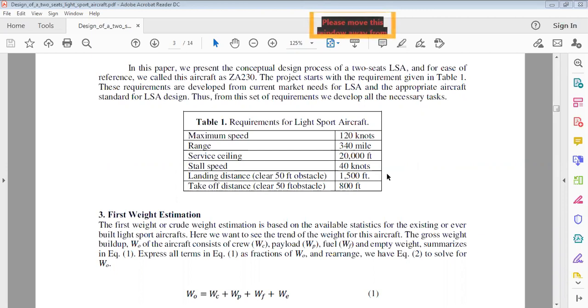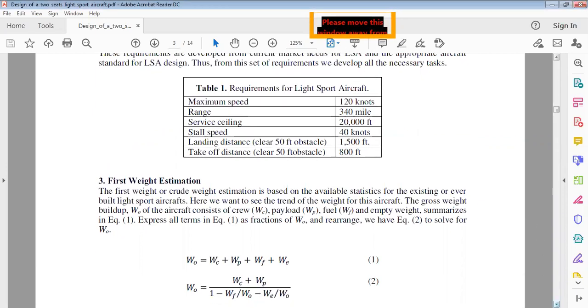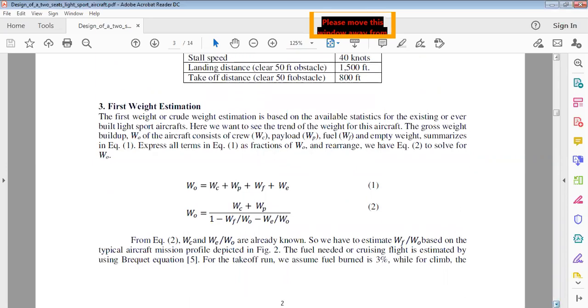Okay, after taking up the requirements, we are going for the first weight estimation. That is the first weight estimation. We can see that the first weight estimation, or crude weight estimation, is based on the available statistics for existing or ever built light sport aircraft, that is LSA. Here we want to see the trend of the weight for this aircraft.